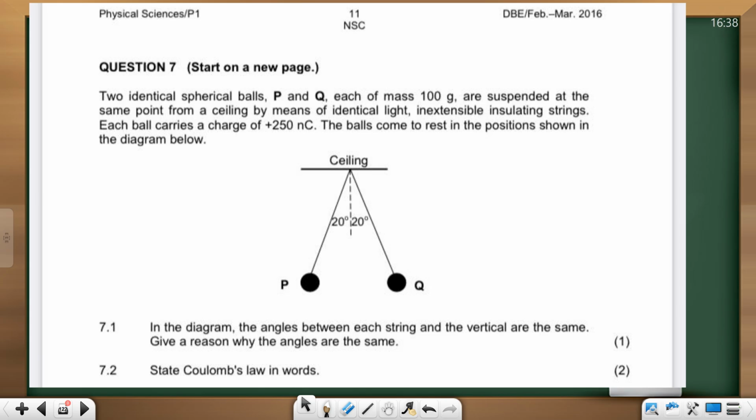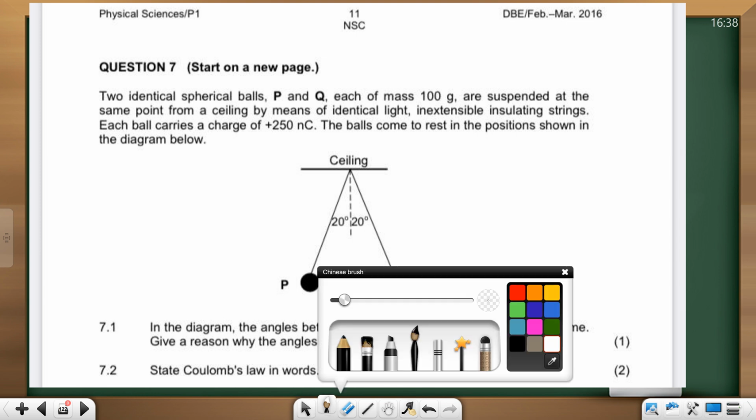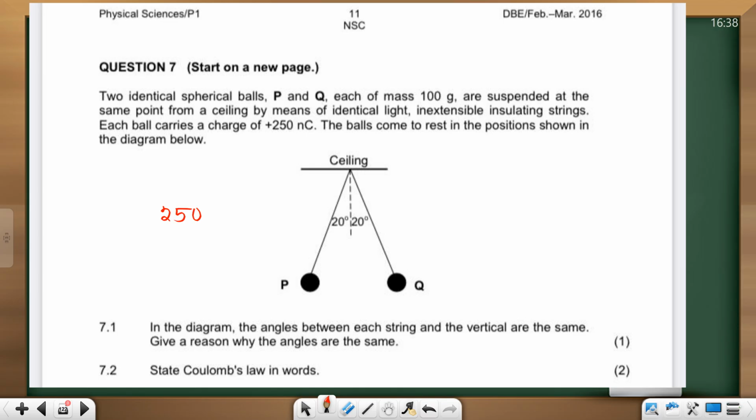Two identical spherical balls, P and Q, each of mass 100 grams, are suspended at the same point from a ceiling by means of identical light inextensible insulating strings. Each ball carries a charge of 250 nano. I changed them immediately. What is 250 nano? 250 times 10 to the power negative what? 9 coulombs. The balls come to rest in a position.